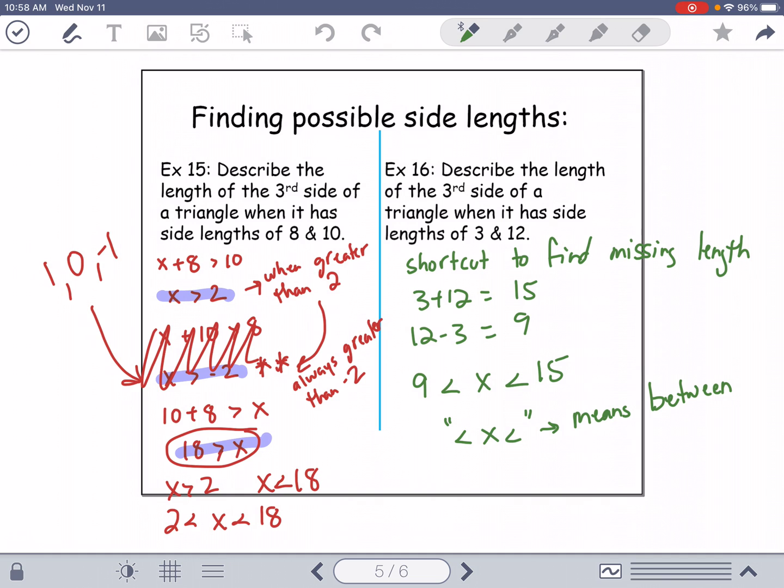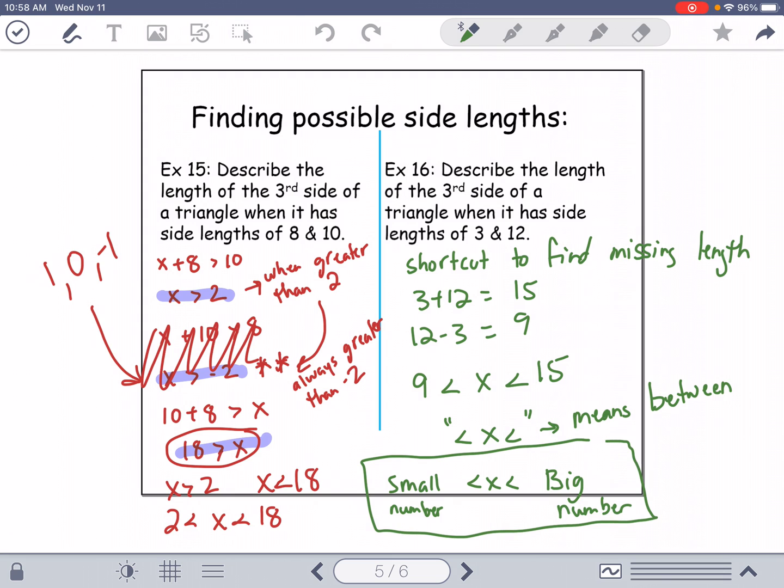All right? You always have small number and then the big number. If you ever write this so that your bigger number is on the left-hand side, you've written it wrong. All right, it should be small, less than, x, less than, big.